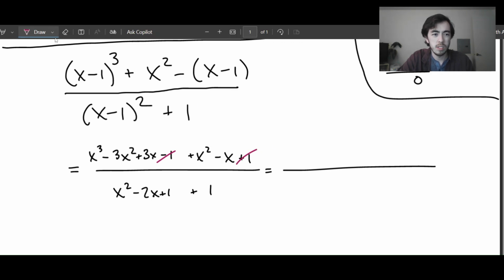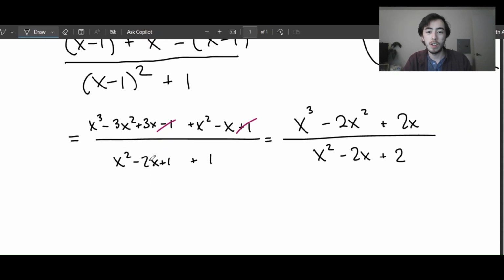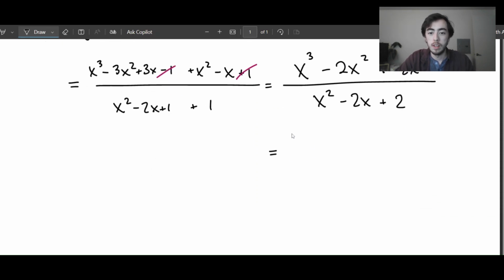And, well, I don't see anything else really, so let me collect up my like terms. I have an x cubed still. I have a minus 2x squared, and then I have a plus 2x, right? Because I have plus 3x minus 1x. Cool, that's a 2x. And then in the bottom, I have x squared minus 2x plus 2. There it is. If I factor out an x from my numerator, then I'll be left with an x squared, a minus 2x, and a plus 2.